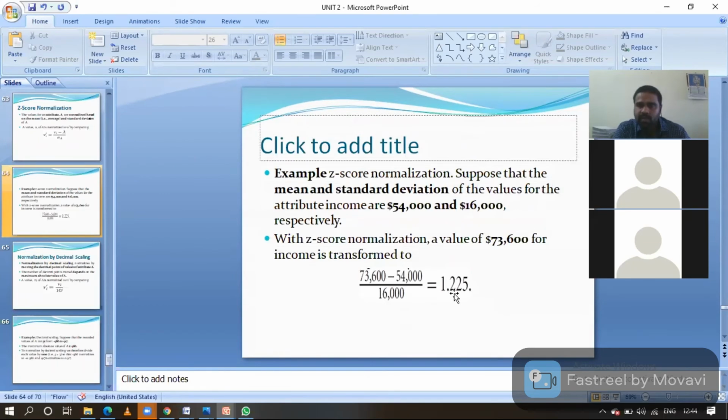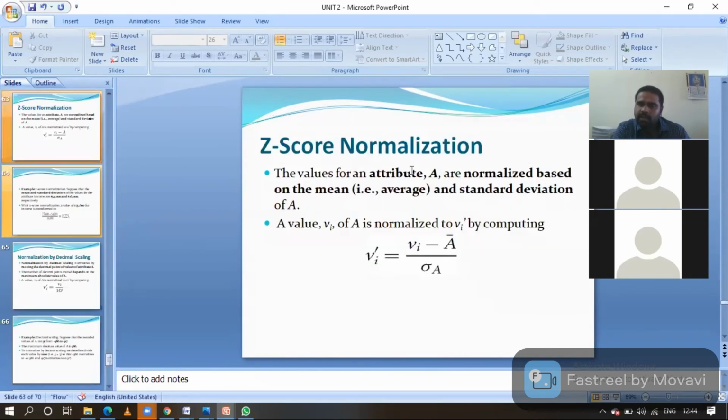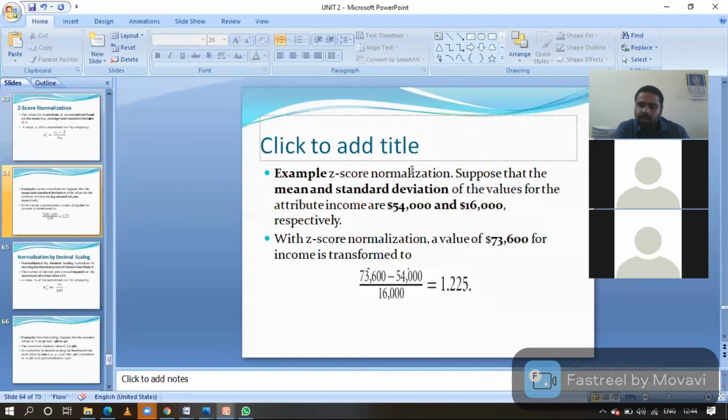In this way we are going to convert one value to the new range value in Z score normalization. For Z score normalization, we need the mean of that attribute and the standard deviation. If we know the mean and standard deviation, we can convert that attribute to another range with the help of the formula: old value minus mean, divided by standard deviation. We get the value 1.225, guys. Right? Any doubt?